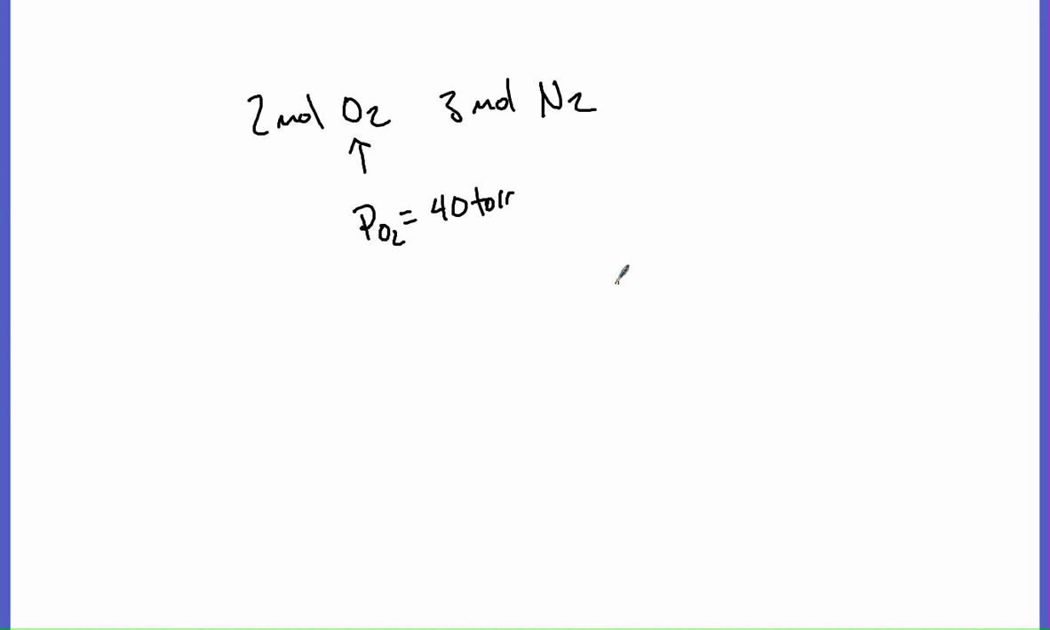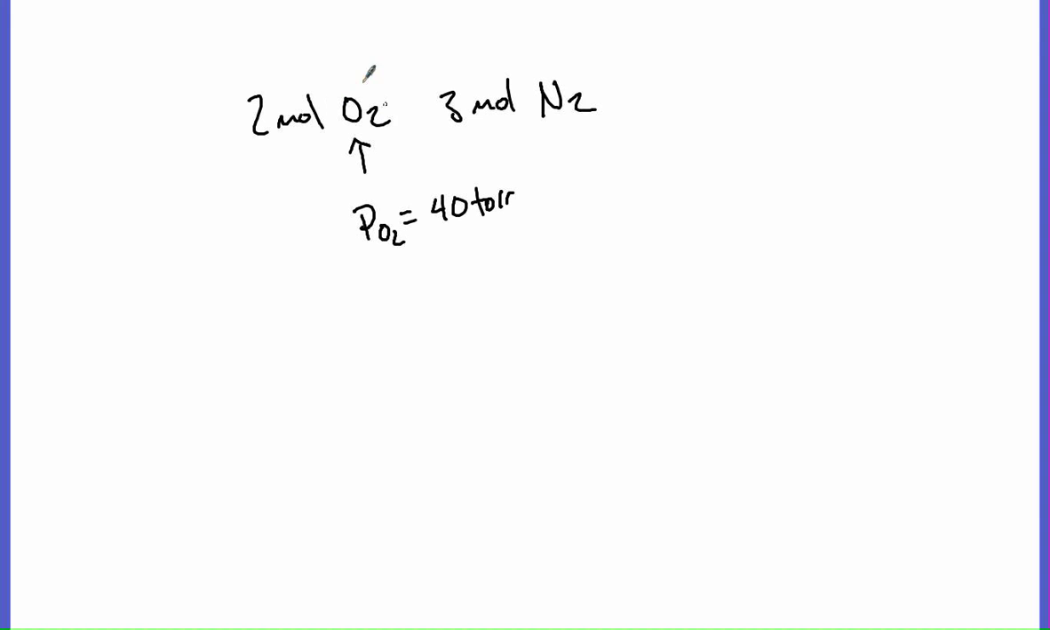I could tell you that a tank had 2 moles of oxygen and it had 3 moles of nitrogen in it. And I could tell you that the partial pressure for the oxygen itself, not just write part there, I'd actually put the O2 symbol there. The partial pressure for the oxygen, this is just a shorthand for that, would be, let's say, 40 torr. Doesn't really matter what units we use.